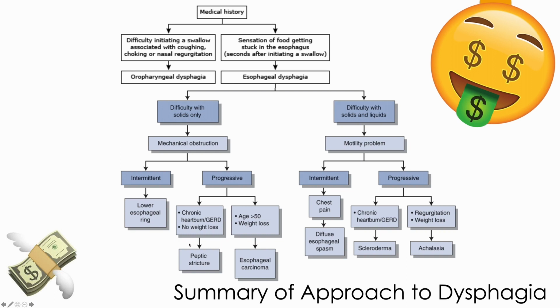We'd have to go in and take a look and do the testing, which our next slide will talk about. If we notice difficulty with solids and liquids, it's more than likely a motility problem. If it's intermittent and has chest pain associated, it's more than likely DES. If it's progressive and has to do with regurgitation and weight loss, and we see bird beaking, it's achalasia. If we have chronic heartburn, GERD, and problems with rheumatologic disease, it's likely scleroderma. This is a nice summary to help us wrap our brains around everything we've just talked about.